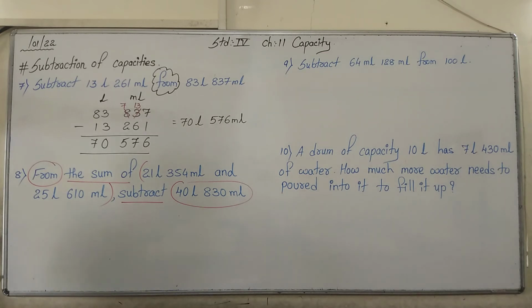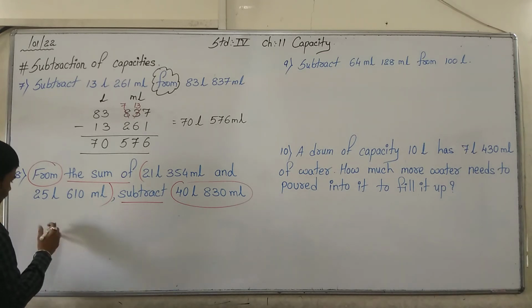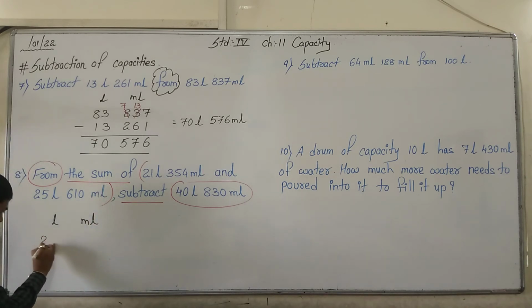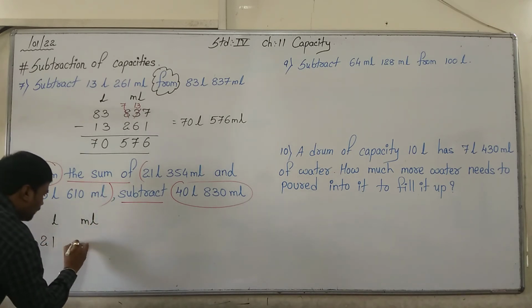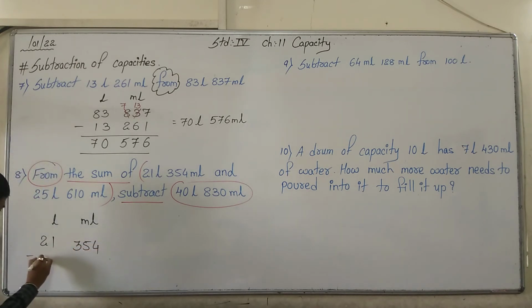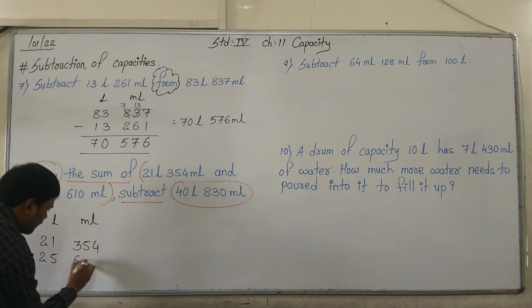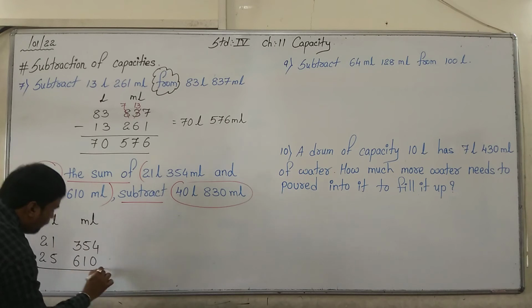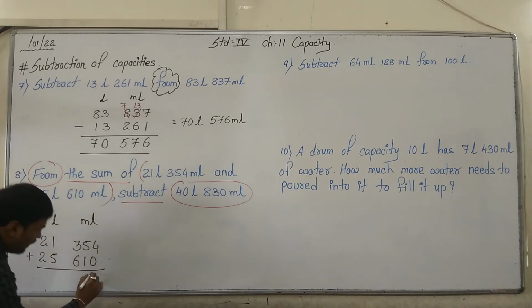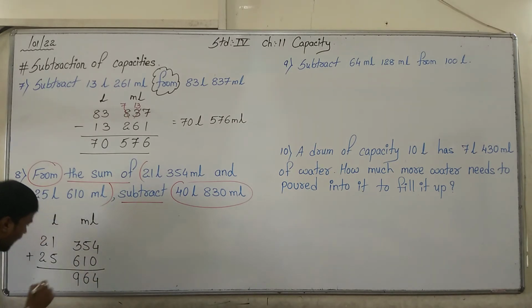So again bifurcating that number as liter, milliliter: 21, 354, plus 25, 610. So first we will take the sum of these two quantities. So that will be 46 liter 964.